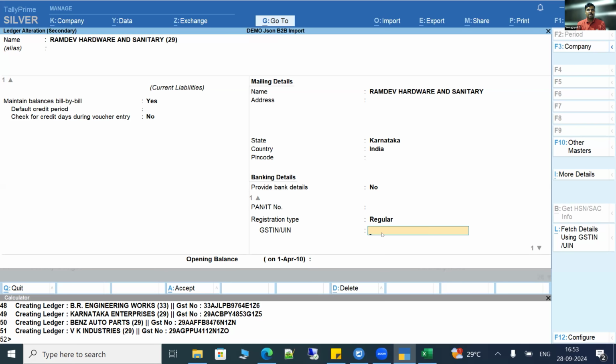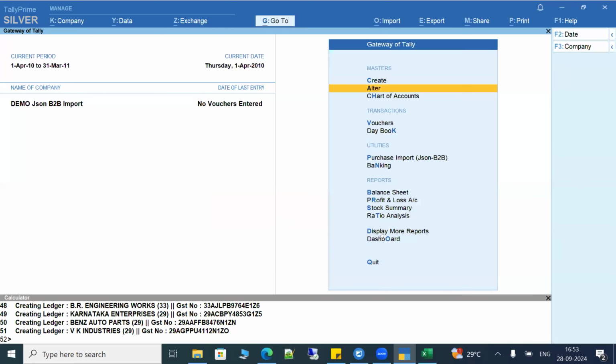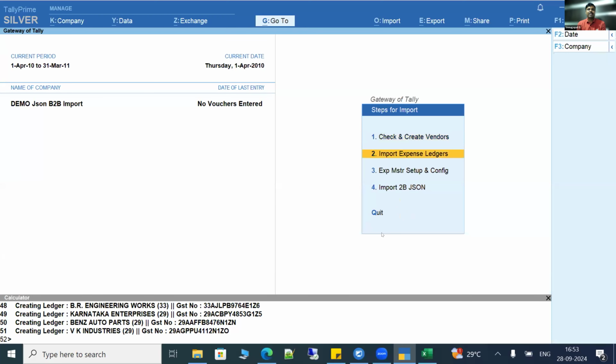Go back to the steps now. So in step one, we have checked and created the vendors. We have imported the expense ledgers. On top of it, if you still want to set up something manually, which is incremental, you will be doing it now against each vendor. Go ahead to step three.